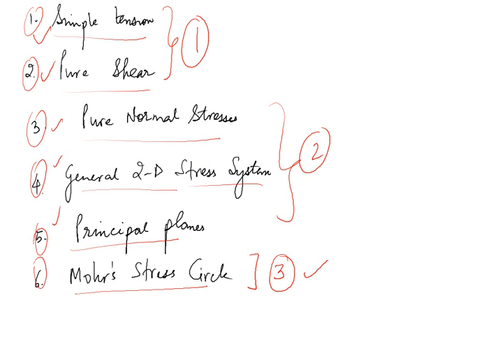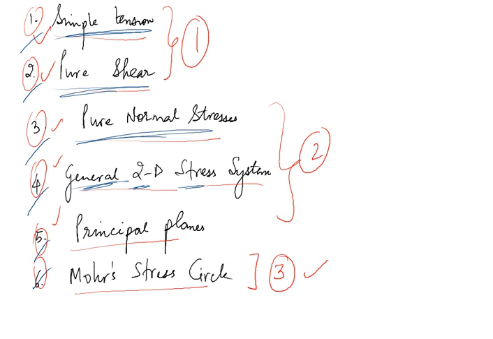In this chapter we would be going through these 6 topics. You would be studying a body subjected to simple tension, a body subjected to pure shear, then you will have pure normal stresses, you will have generalized 2D stress system, you will be talking about principal planes, and then we will be talking about the Mohr's stress circle. Now point 1 and 2 will be discussed in this video lecture, that is video lecture 1 on this topic. Topic 3, 4 and 5 would be discussed in the video lecture number 2 of the chapter, and number 6 would be discussed in the last video lecture.